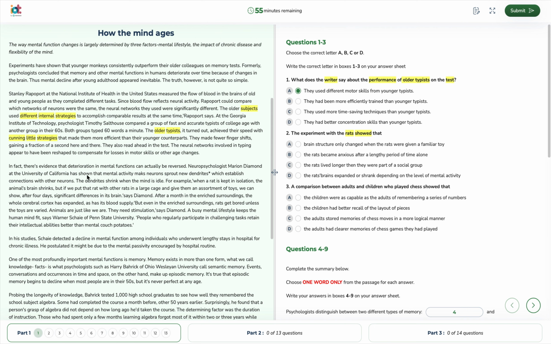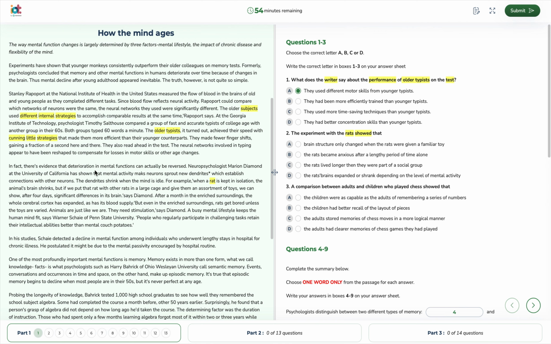Next, there is nothing here about rats, so we will see where it's talked about rats over here. We will read this whole paragraph once. They're saying, in fact, there is this. So we have to eliminate the wrong options. We don't have to waste our time reading everything.